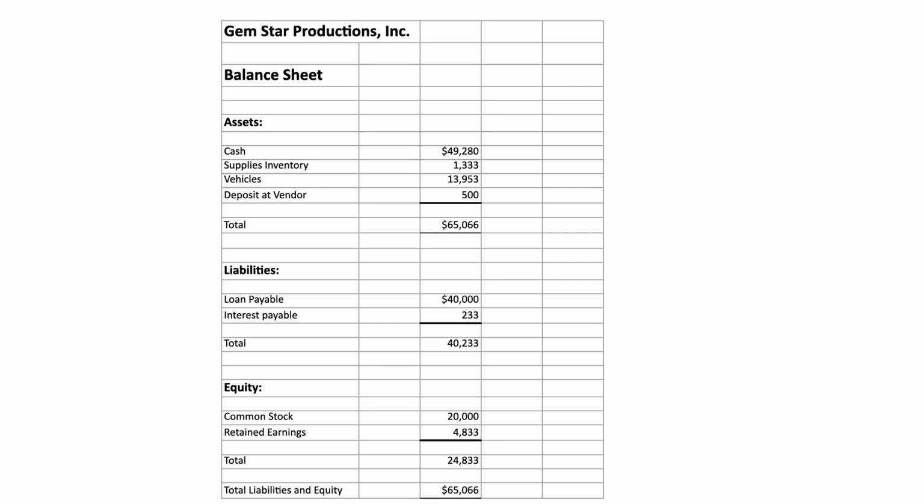In the asset column, we have four different entries: cash, supplies inventory, vehicles, and deposit at vendor. Cash is what we have usable to pay our expenses and grow the business. Supplies inventory consists of supplies purchased to create our products to sell to customers. Vehicles consist of company vehicles used to operate our business, and deposit at vendor is money given to another business or company, but we have yet to receive the services for that. Finally, the total is $65,066.